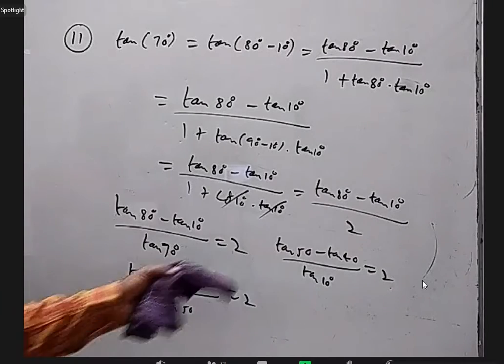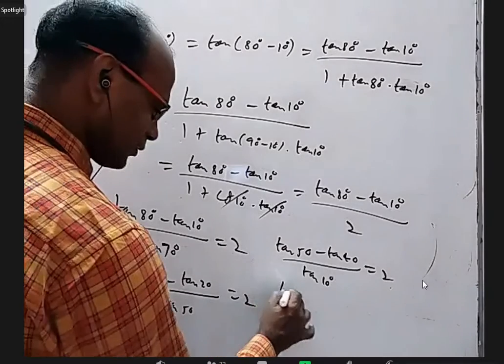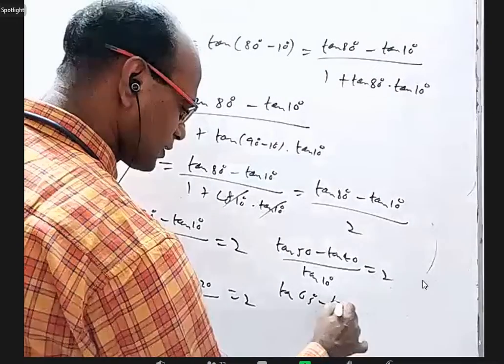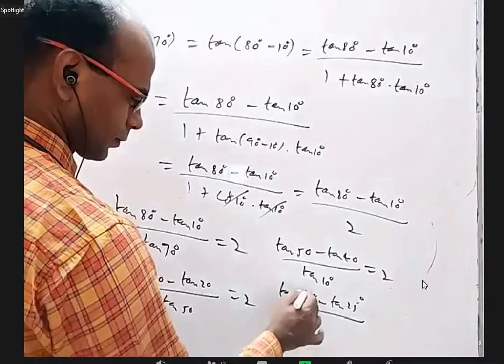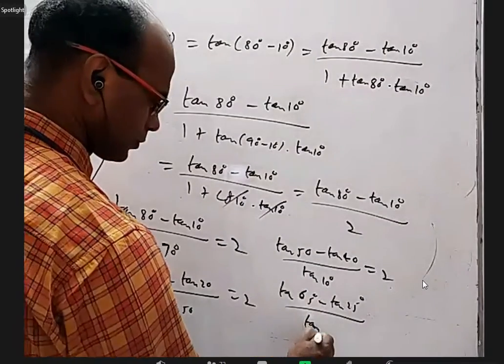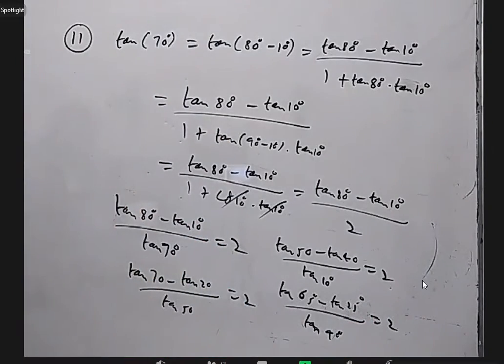Okay. Sir, tan 65 minus tan 25 by tan 50. Okay, tan 65 minus tan 25 by tan 40. Tan 40. Answer is 2. All right. Okay, I think those who are able to tell got the point of the question. If others got the idea, fine.